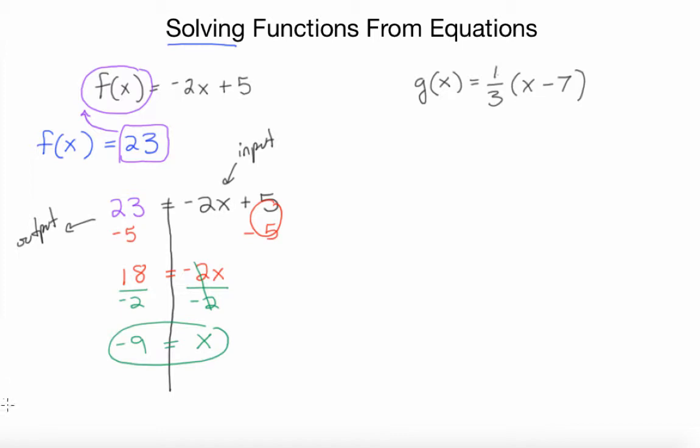So if I want to summarize it all up here, if I take my function, we just found out that negative 9 is the input value needed to get an output value of 23. If I wanted to write it in point form, if I wanted to plot a point on this function, when x is negative 9, my y value is positive 23. That's a point on my function. Okay, so there's an example of solving. We knew the output, we wanted to find the input.